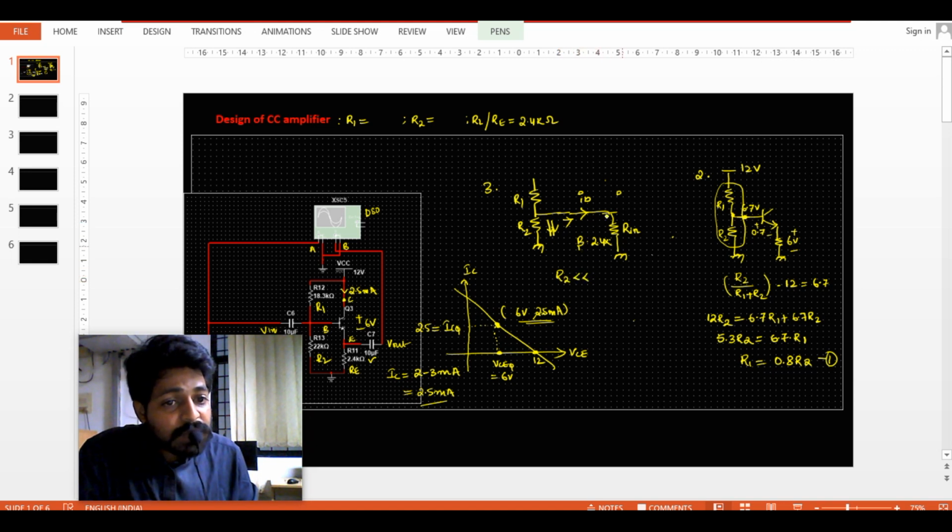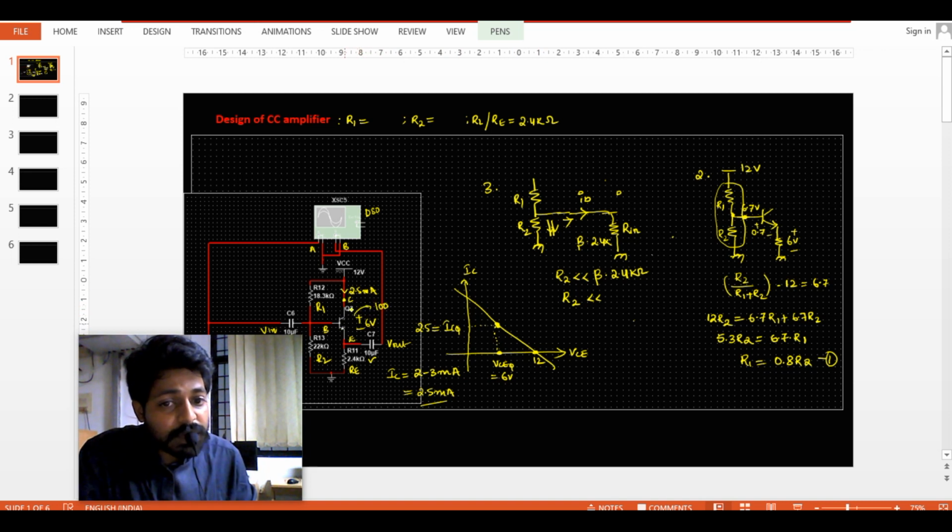R2 should be less than a fraction of the resistance you have. When this resistance is minimum, most of the current will flow through it, as current always chooses the low resistance path. So it is compared with beta times 2.4 kilo ohms.